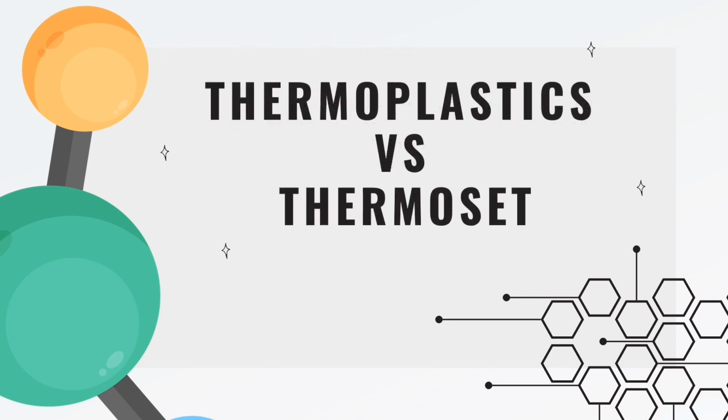So, we're going to distinguish the differences between thermosets and thermoplastics. These two materials may seem to be similar, but they are chemically and structurally very different.